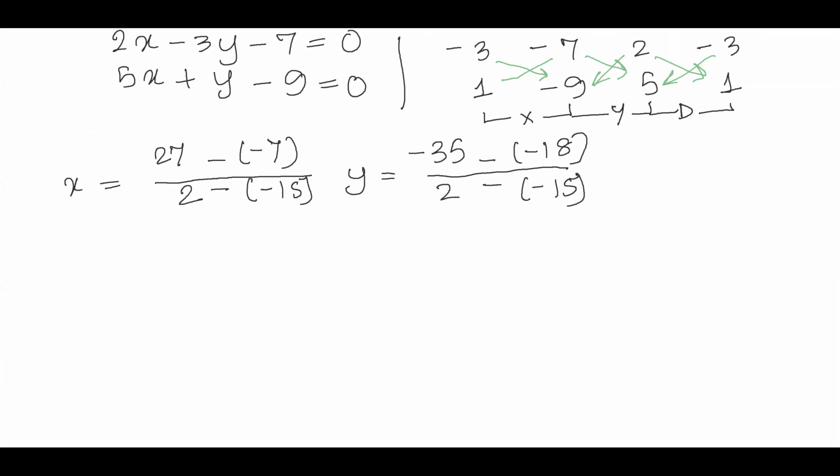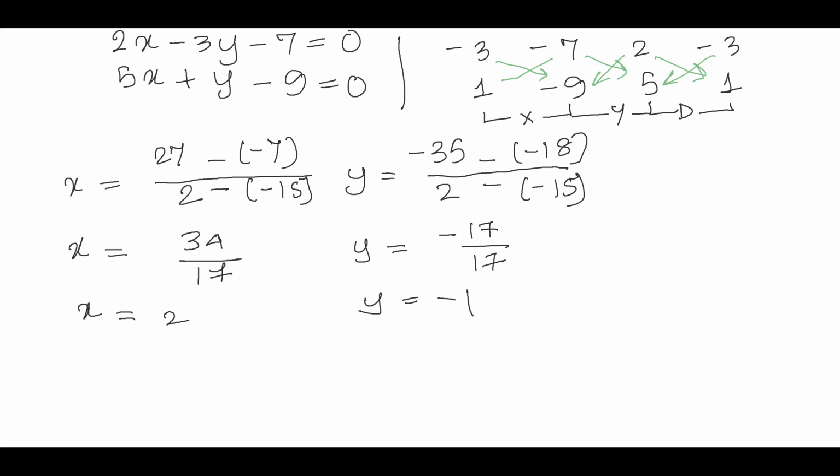So what do we have? Let's see. So 27 plus 7 in the numerator, 27 plus 7, that's going to give us 34 upon 2 minus 15, which is going to give us 17. So the value of x equals 2. Now let's go ahead with the y. So we have minus 35 plus 18, which is going to give us minus 17 upon 17. So the value of y is equal to minus 1.